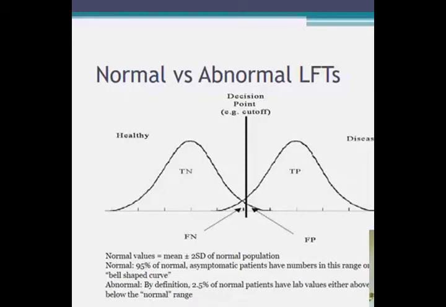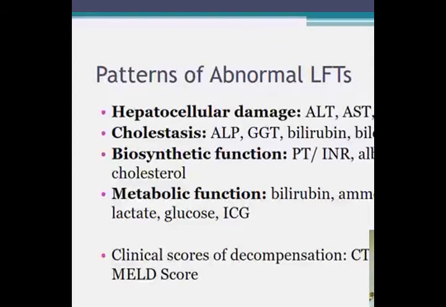This is a chart which is showing the normal and abnormal LFTs. When there is hepatocellular damage, those enzymes which are stored in the hepatocytes, such as transaminases and lactate dehydrogenase, their level is increased. When there is cholestasis, the alkaline phosphatase, gamma GT, bilirubin and bile acids are increased. When the synthetic function of the liver is damaged, the PT, INR, albumin, and cholesterol are the important parameters which help us in making a diagnosis.